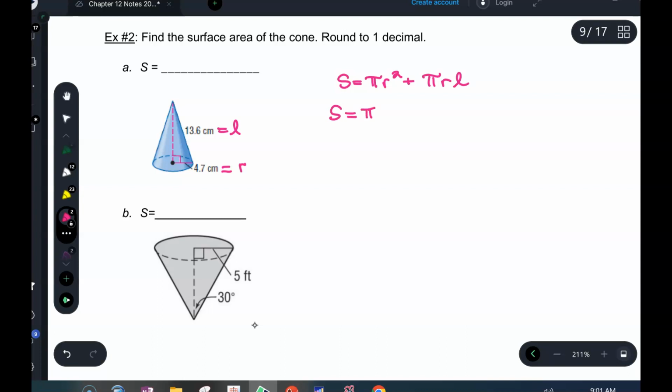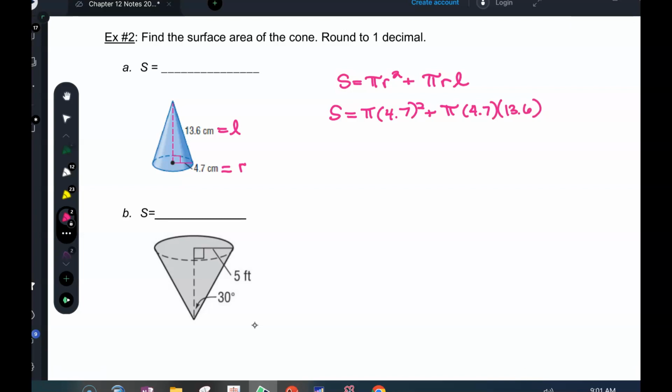So pi times 4.7 squared plus pi times 13.6, isn't it radius? We don't need Pythagorean, because we had this slant height. I'm just saying sometimes I give you the height and you have to find the slant height. But it was okay. I gave you all the information that you needed.